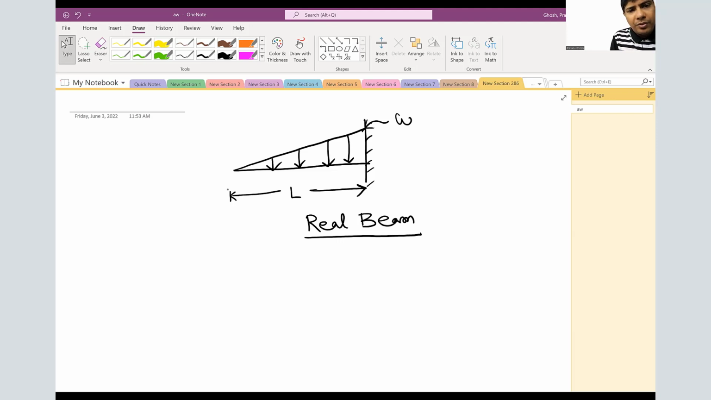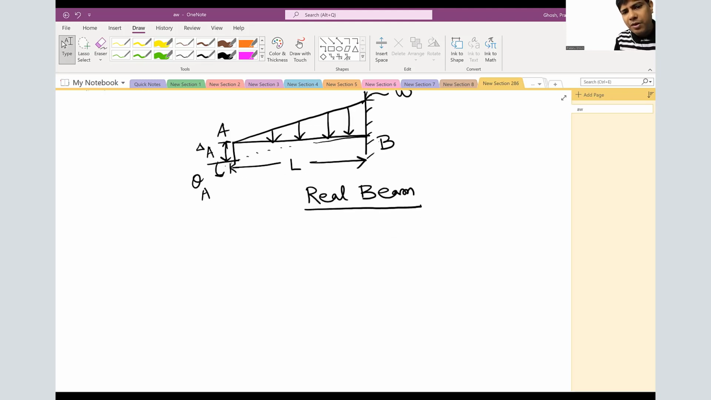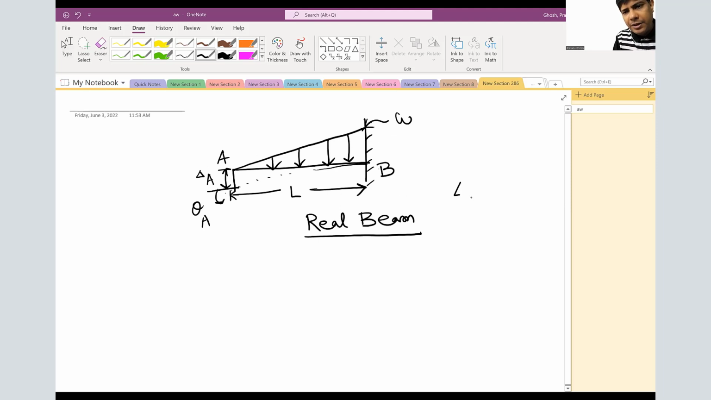And you have been told to find the slope and vertical deflection at the A side of the beam, which is the free end: theta A, and the vertical deflection, delta A. So this is your real beam. Now we'll create the virtual beams for this real beam. So how many virtual beams? You have been told to find out how much delta A is and how much theta A is. EI is constant.